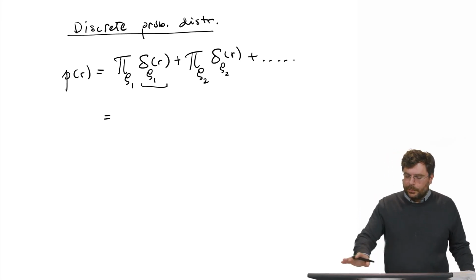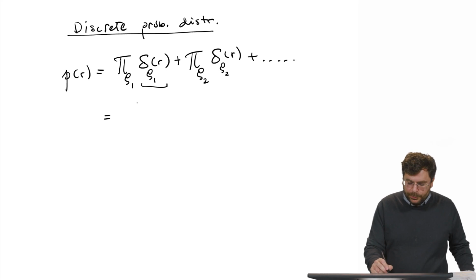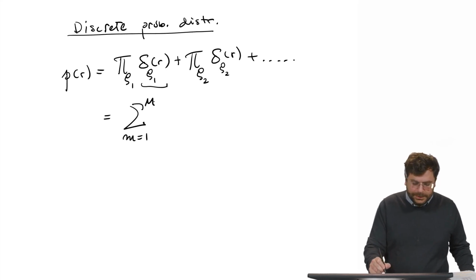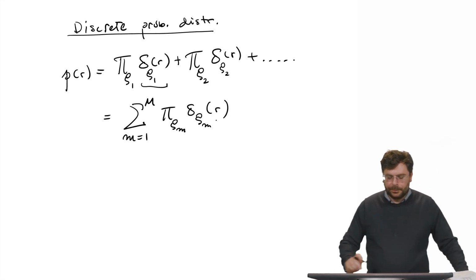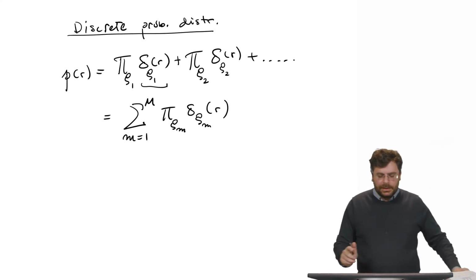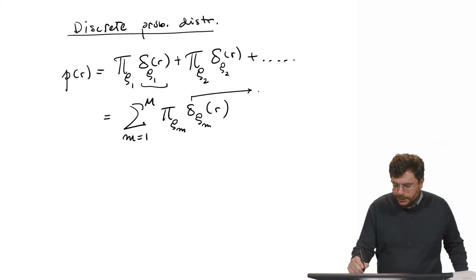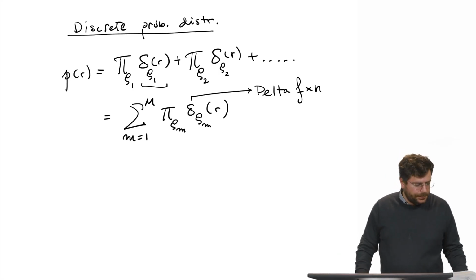So if I were to write this as a sum, I would rewrite this as the sum over m from 1 to big M, pi of rho sub m times delta rho sub m of R. Now, let's talk about those spikes. I've been calling them delta functions.